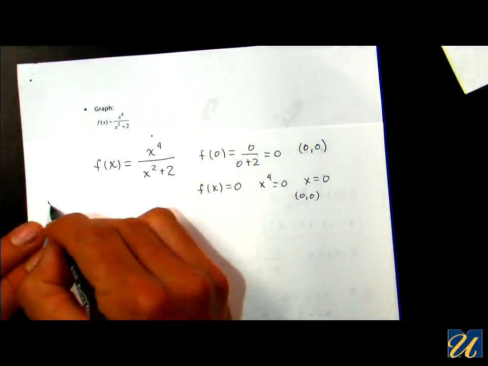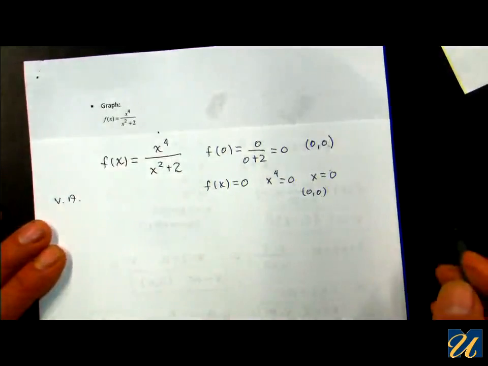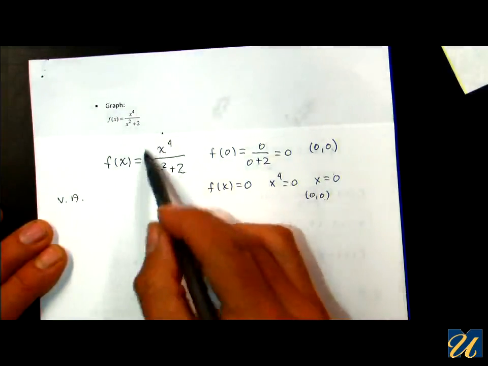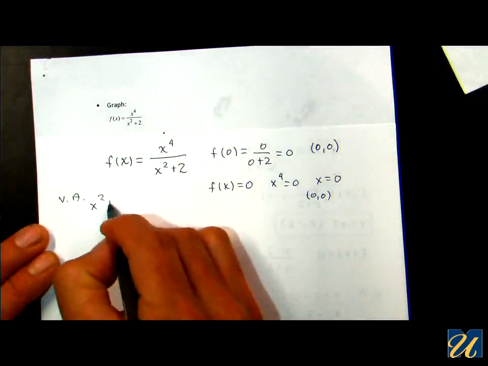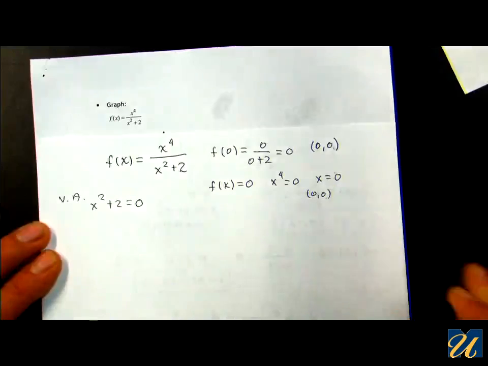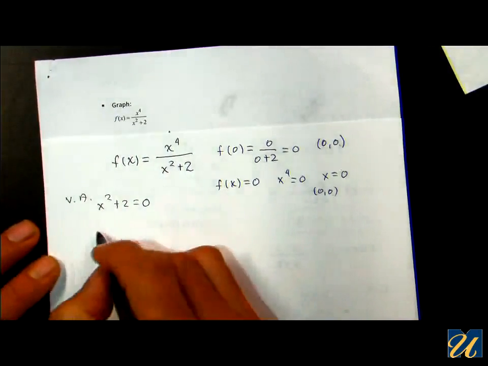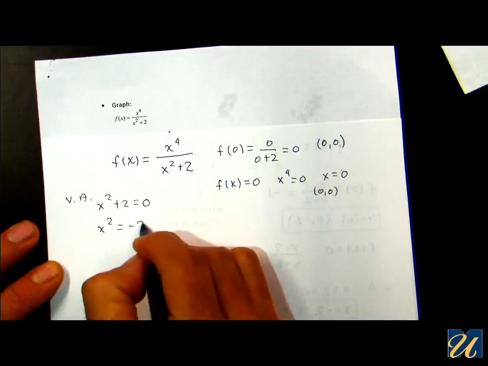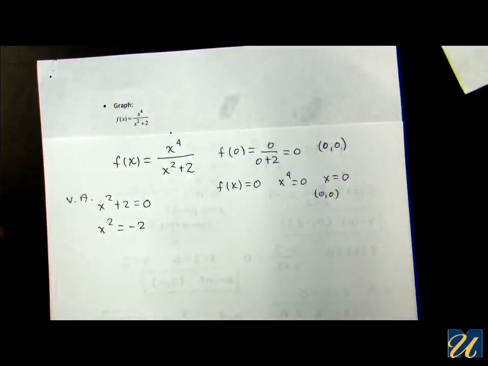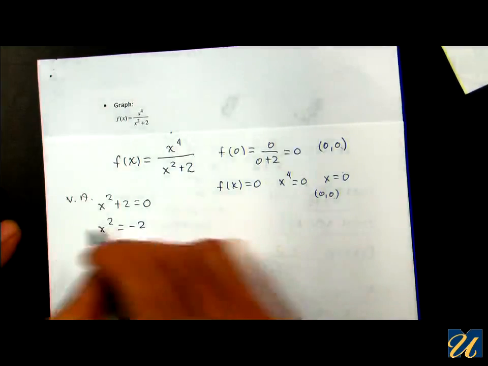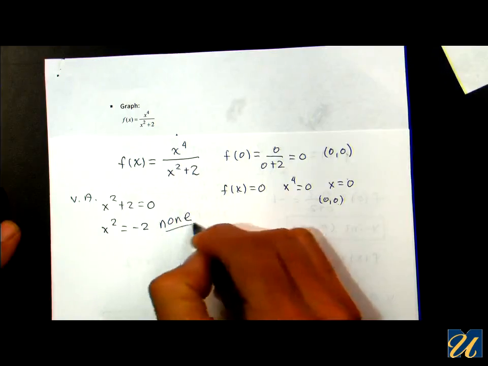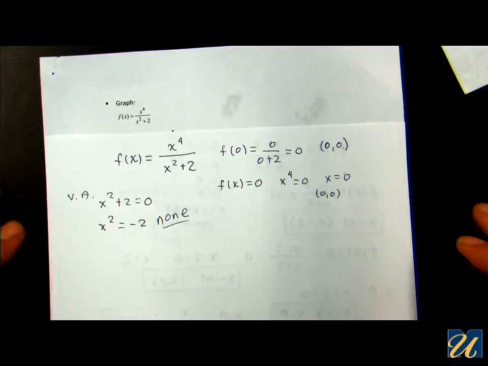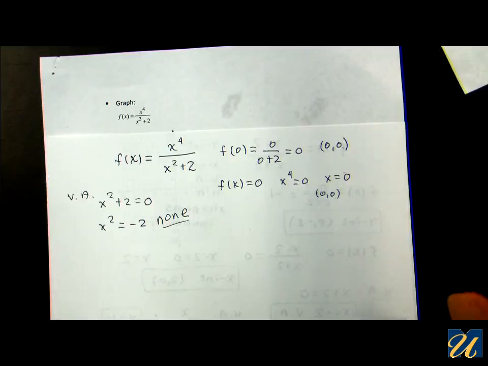Okay, let's attempt to get vertical asymptotes then. No simplification here can be done, so we'll attempt to then find where the denominator is equal to 0, and that's not going to happen. x squared equals negative 2. No number squared can be negative in the real number system, so we have none. No vertical asymptotes. So we have 1 point so far, and that's it.